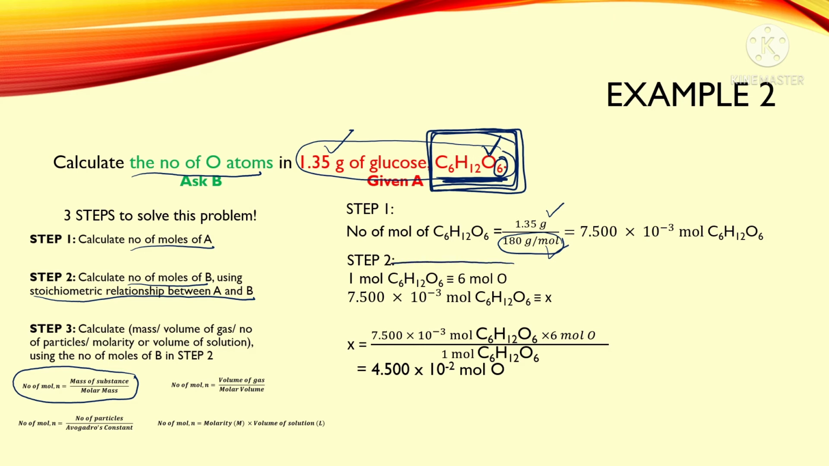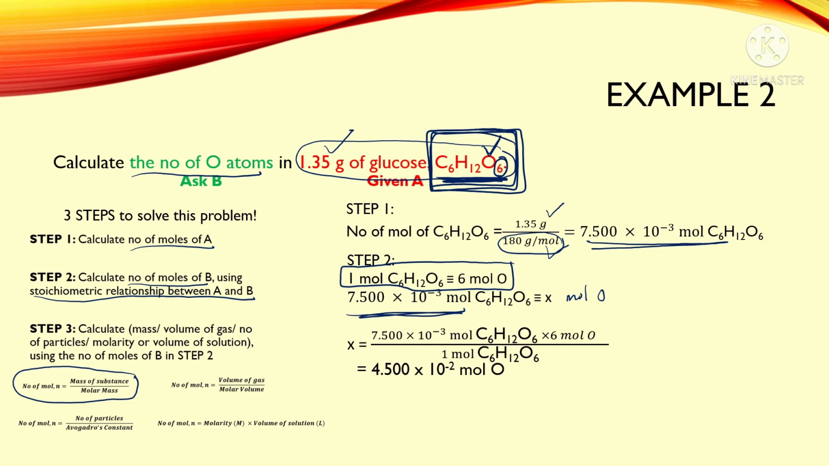So this is the stoichiometric relationship. In 1 mole of glucose, there are 6 moles of oxygen. And now we only have 7.5 times 10 to the power of negative 3 mole of glucose, and this is equivalent to X mole of oxygen. So how do we find this X mole of oxygen?